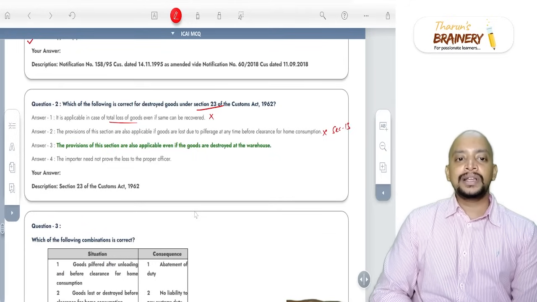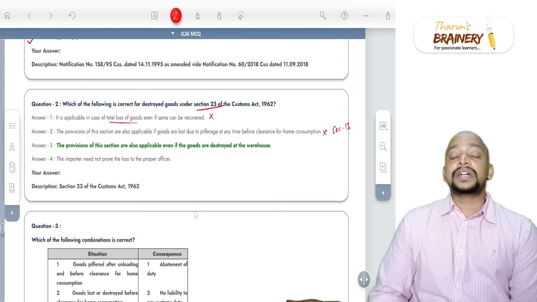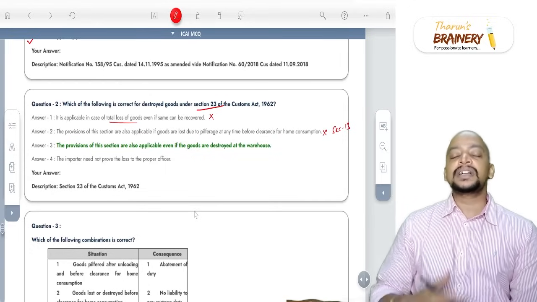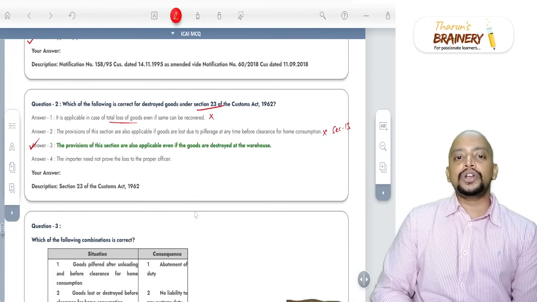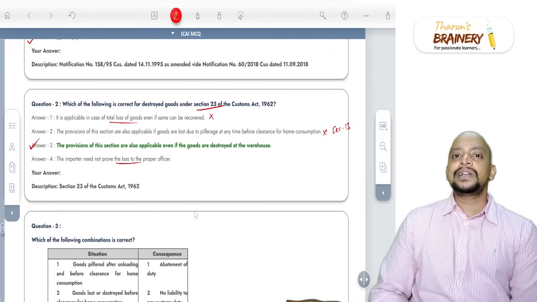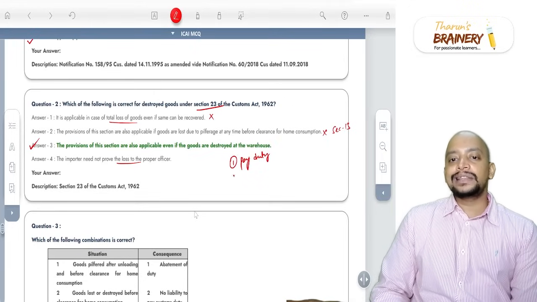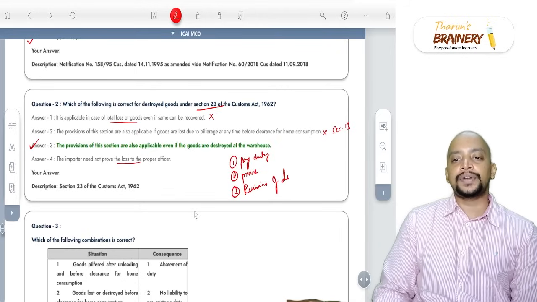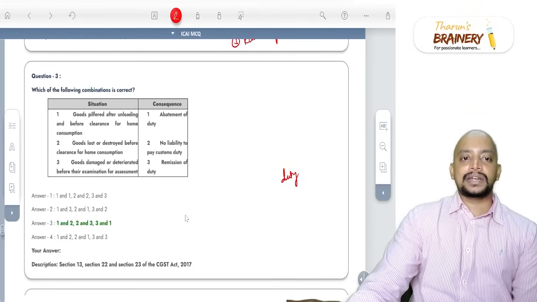This is not applicable. These provisions of section are applicable even if the goods are destroyed at the warehouse. Yes. So at any time before actual clearance, section 23, and damage, abatement at any time before actual clearance. The importer need not prove loss. No, they have to prove. First, pay duty, and then prove, and then we will get remission of duty.